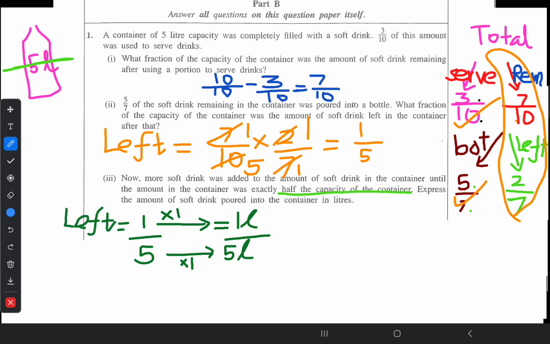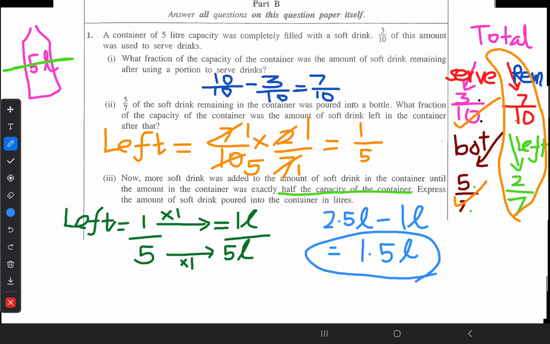Half means, total 5 liters. Half means 2.5 liters. That's the quantity of half of this container. We already have 1 liter remaining. We already have 1 liter, no? So from the half of the container, you should subtract what we already have, 1 liter. When you subtract this, that will give you 1.5 liters. This is the quantity we have to add to get a half filled container.